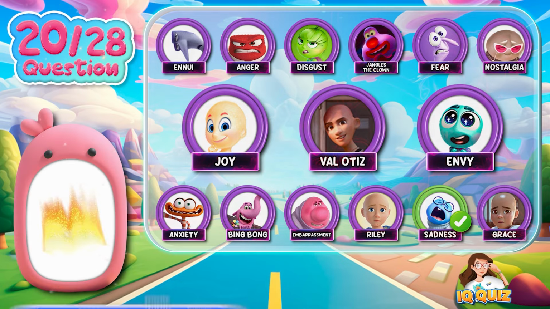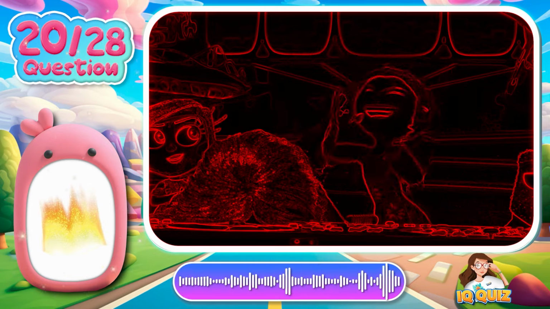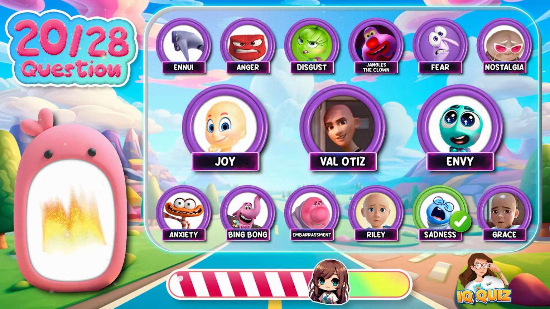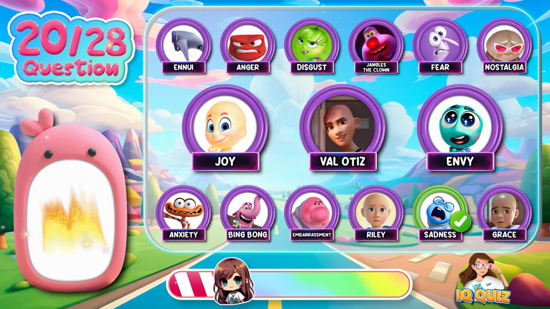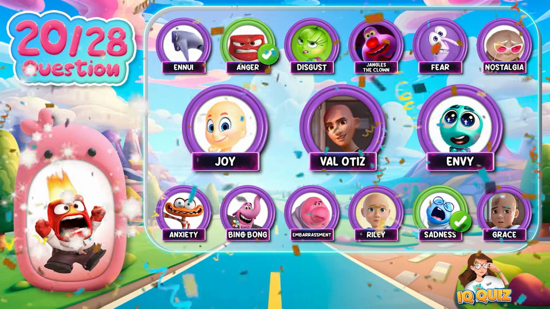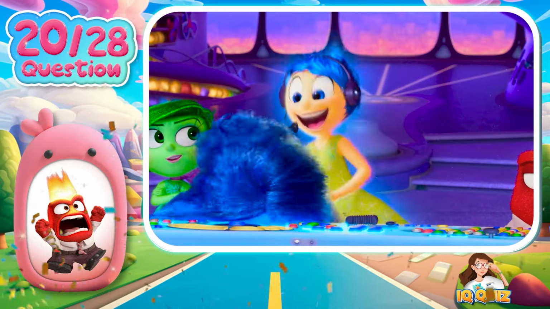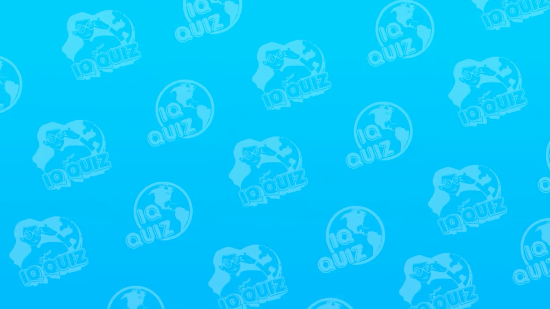Round 20. What is the name of this character? The rage and angriness we have, Anger!